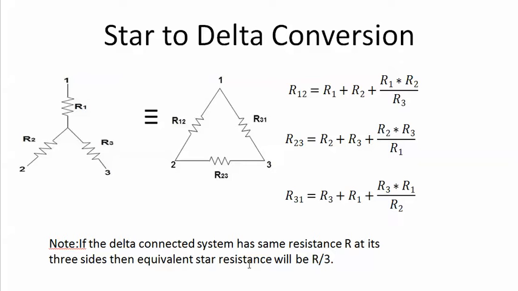So if a delta connected system has the same resistance R at its three sides, then the equivalent star resistance will be R by 3. Similarly, if star has the same resistance R in all the three, R1 equal to R2 equal to R3 is equal to R, then for delta it will be 3 times R. That is the point which we have to keep in mind. You can verify it. R12 will be then R plus R plus R square by R. So it will be R plus R plus R plus R, that is 3R. So 3 times the star resistance will be the delta resistance.